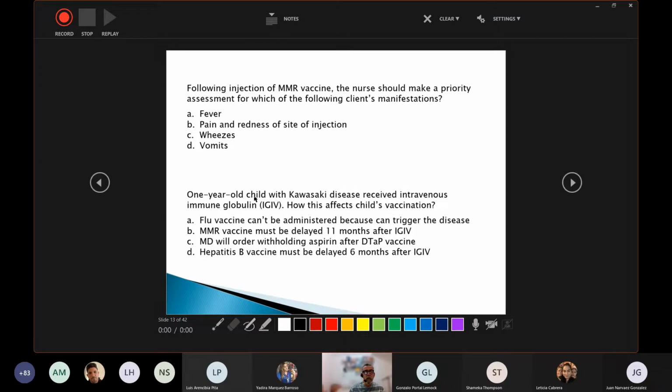Let's see this. A 1-year-old child with Kawasaki disease is receiving intravenous immune globulin. This is part of the treatment of Kawasaki. How does this affect the child's vaccination? A. Flu vaccine cannot be administered because it can trigger the disease. B. MMR vaccine must be delayed 11 months after the IVIG. It is true, it is not 3 months. It's 1 year. Sorry, I made a mistake. I said 3 months, it's 11 months. C. Doctor will order withholding aspirin after the DTaP vaccine. D. Hepatitis B vaccine must be delayed 6 months after IVIG. What do you answer?